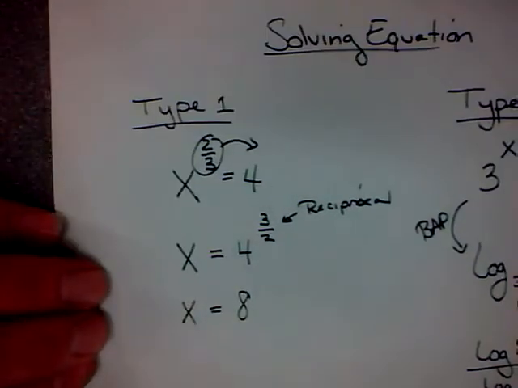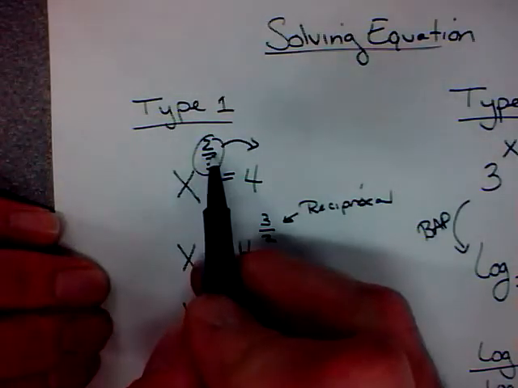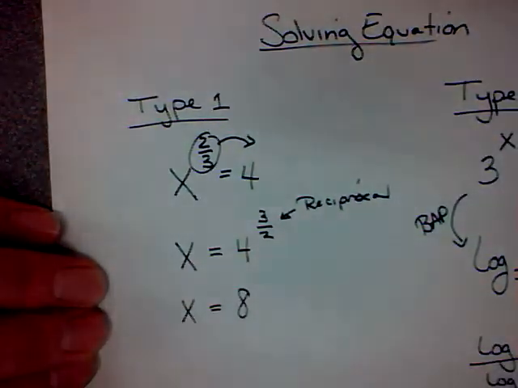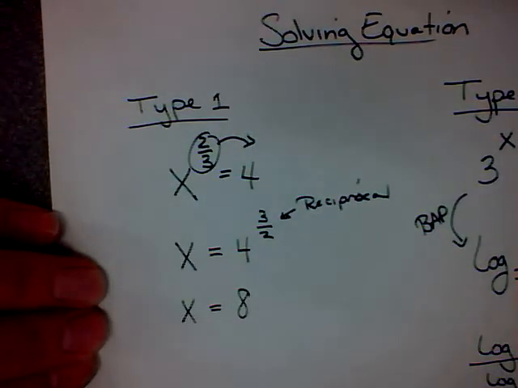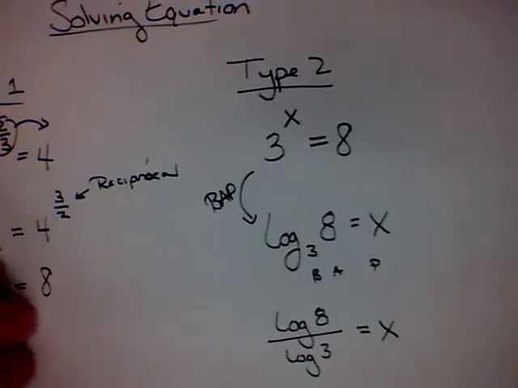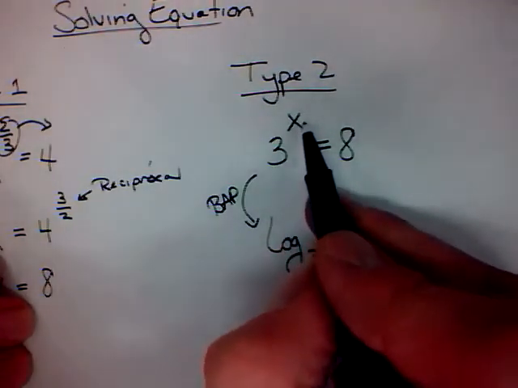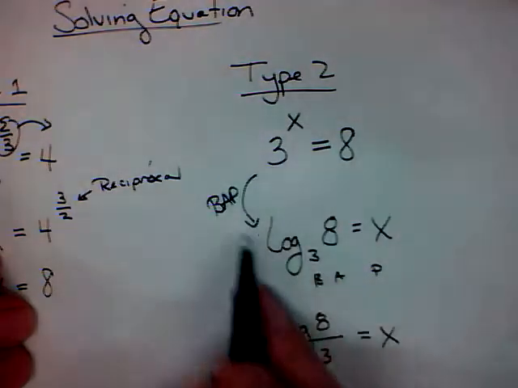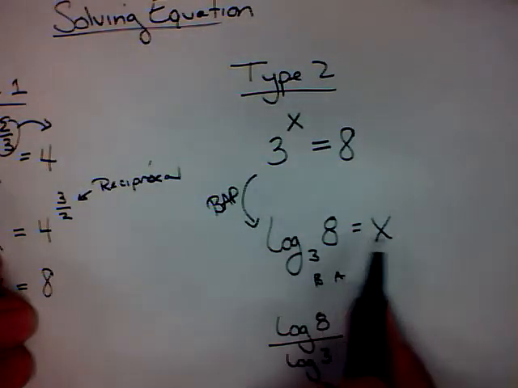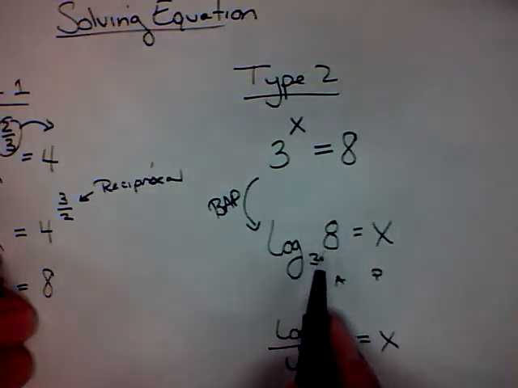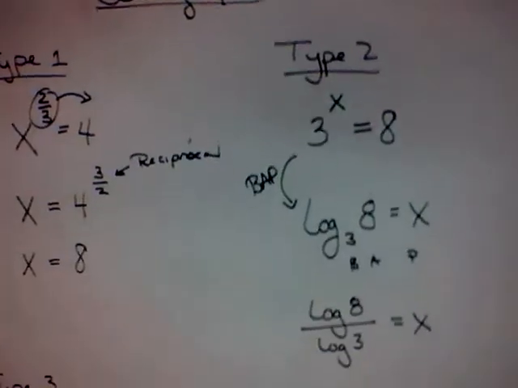So your first type of problem, you have a variable to a power, bring the power over by flipping the power to the reciprocal. Type 2 problems, you have an exponential, a number to a variable equals a number, so you're going to switch to log: base, answer, power. Just rearrange these values, base, answer, power.